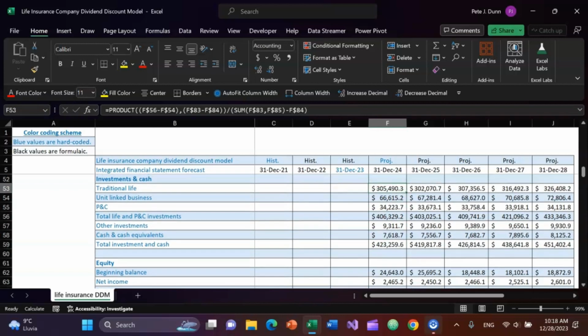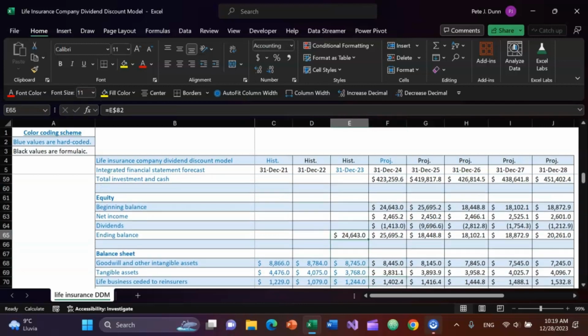Unit-linked, or rather traditional life, is quite similar to property and casualty, but you'll subtract out 83 minus 84. So in other words, you're taking out the life insurance provisions minus the unit-linked piece of that, and you have the same denominator. So that's how you build out your total investments in cash schedule.